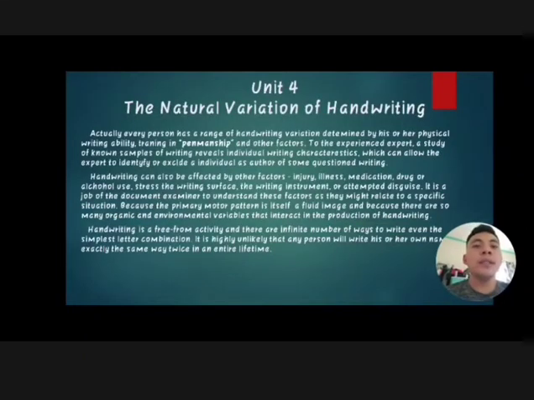Unit 4. The natural variation of handwriting. Actually, every person has a range of handwriting variation determined by his or her physical writing ability, training in penmanship, and other factors. Lahat daw po ng mga babae o mga lalaki may kanya-kanyang pambihira sa pagsulat.